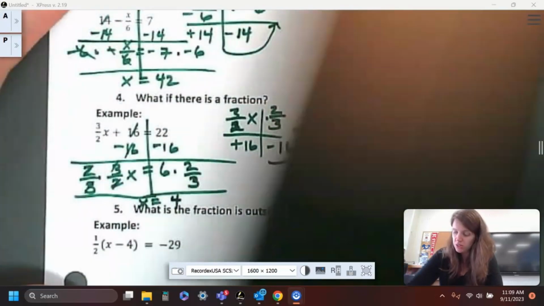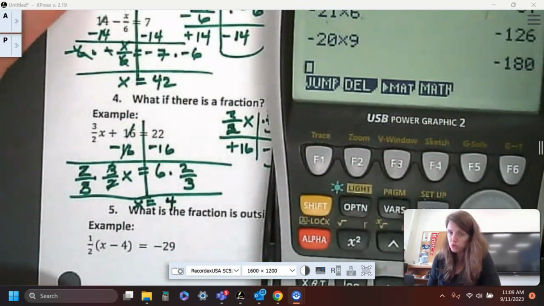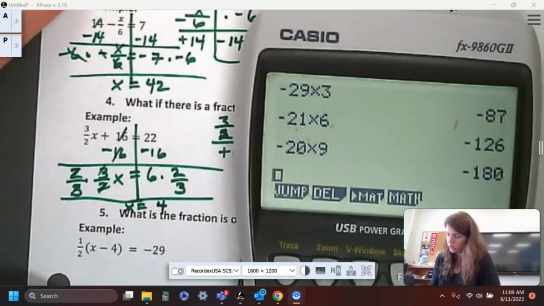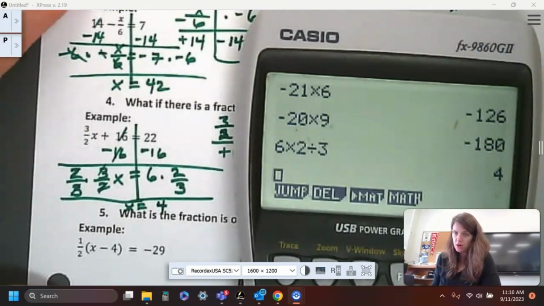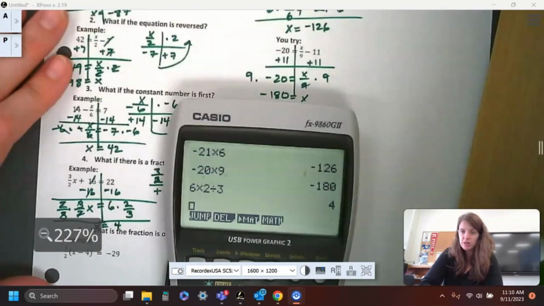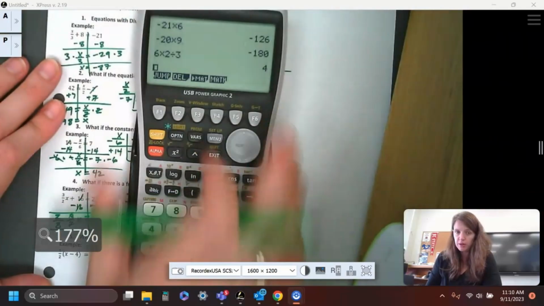If you cannot do that in your head, it's okay. Use your calculator, okay, and you can do 6 times 2, and then divide by 3, 6 times 2 divided by 3, right, like that. Or if you want to put it in as a fraction, I'm going to zoom out a little bit so you guys can see the calculator better.